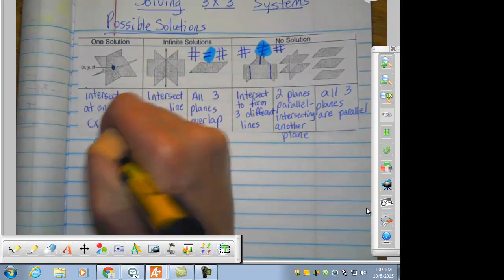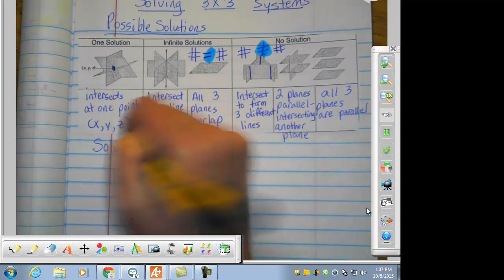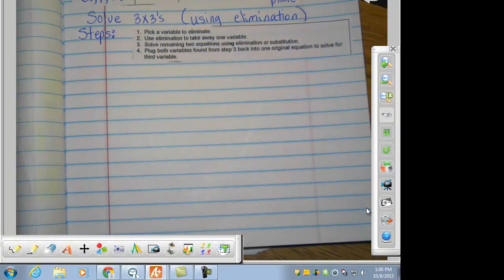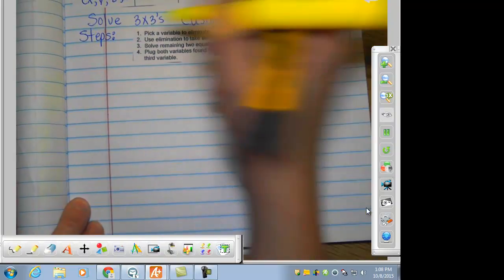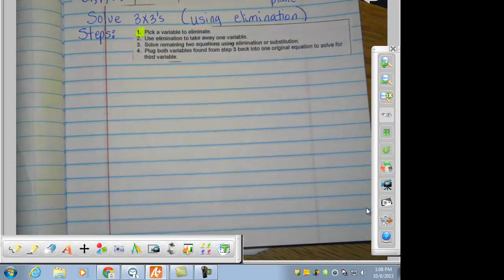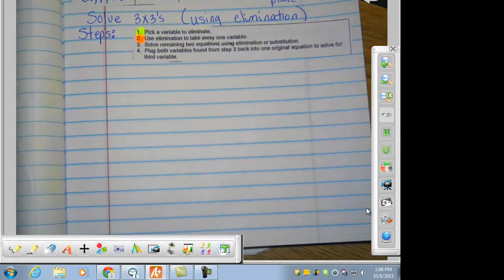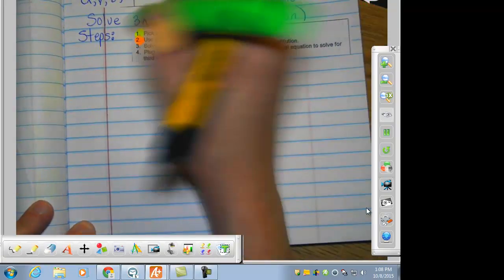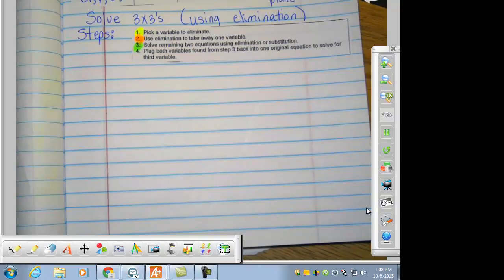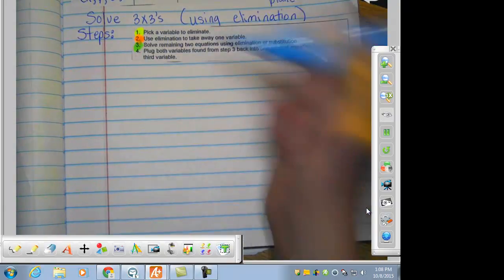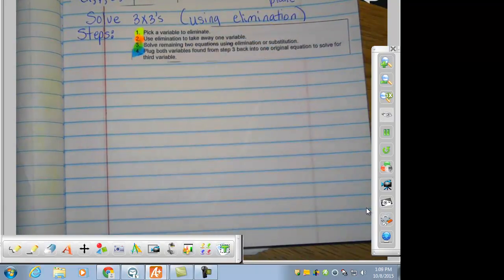And we're going to solve 3 by 3 systems using elimination. So the first step that we're going to do is pick a variable to eliminate. We're going to use elimination to take away one of the variables. And we're going to solve the remaining two equations using elimination or substitution. And then finally we're going to plug both variables from step 3 back into one of the original equations to solve for the third variable.